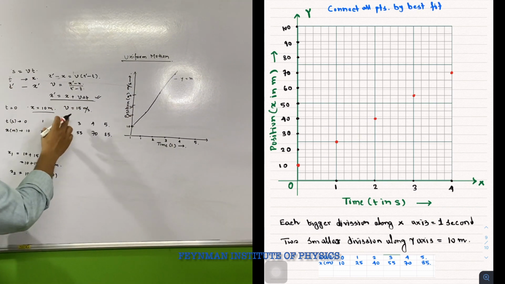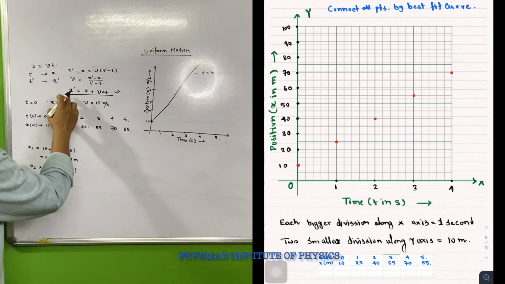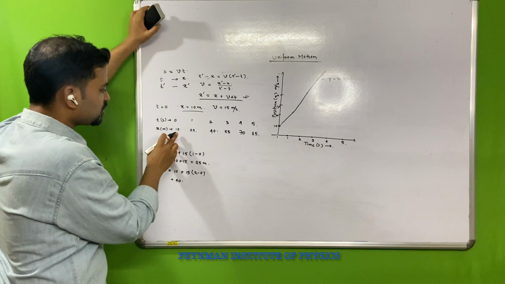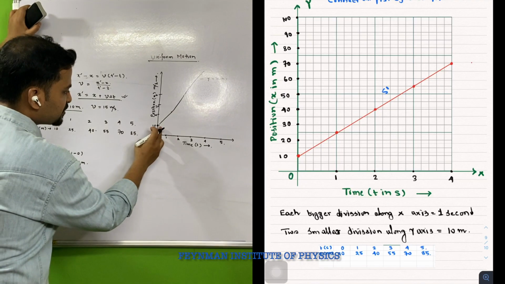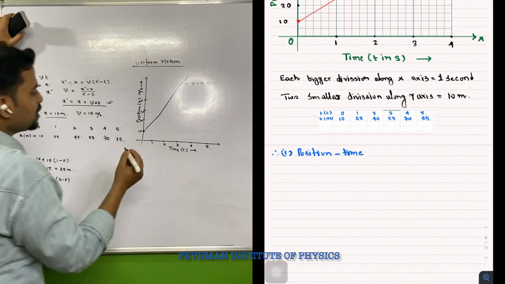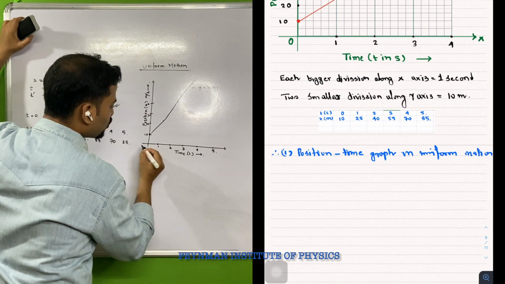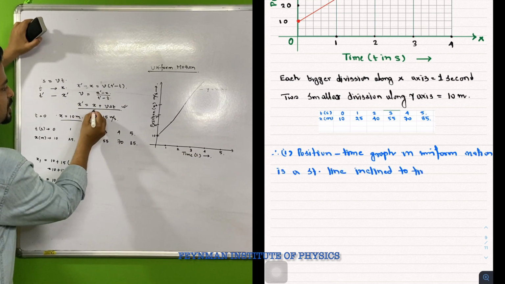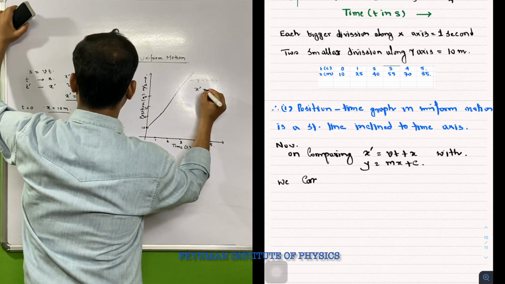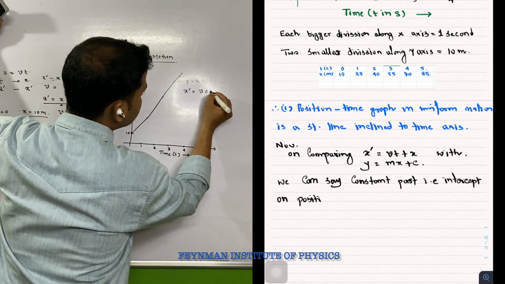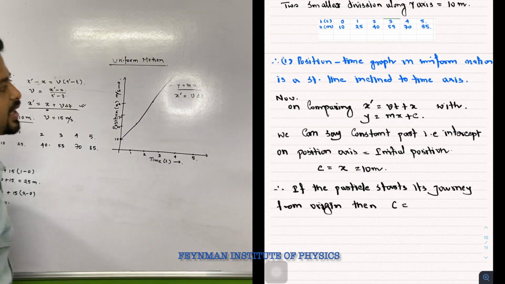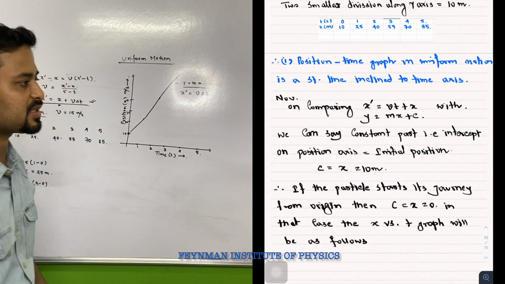Here you can see that our equation is this one. Now x initial is the initial position; here the particle is starting its journey from 10 meter away from the origin, but there can be a case where the particle starts its journey from the origin. In that case this initial x will be 0, so you can write x prime is equal to v into delta t. So this is in the form of y is equal to mx.